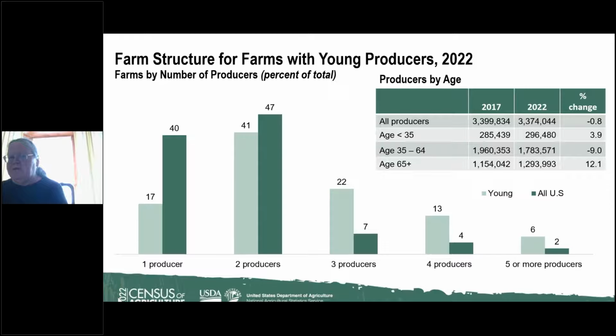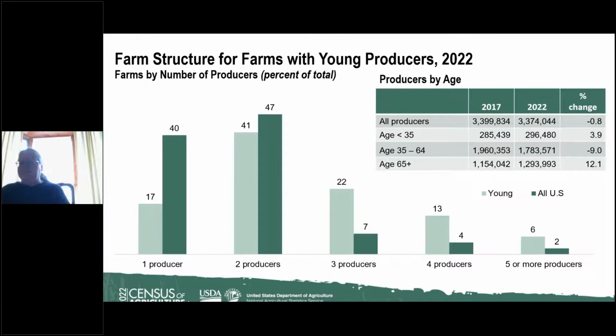One of the things you might be wondering, when you look at young producers, is who they're farming with. We didn't publish that directly in the census, but we can get some hints of who those younger farmers are. One of the things we know is that young producers are much less likely to farm alone compared to all producers. Only 17% of young producers are farming by themselves, compared to 40% of all producers. You can see young producers are more likely to be on farms with 3 or more producers compared to producers overall.